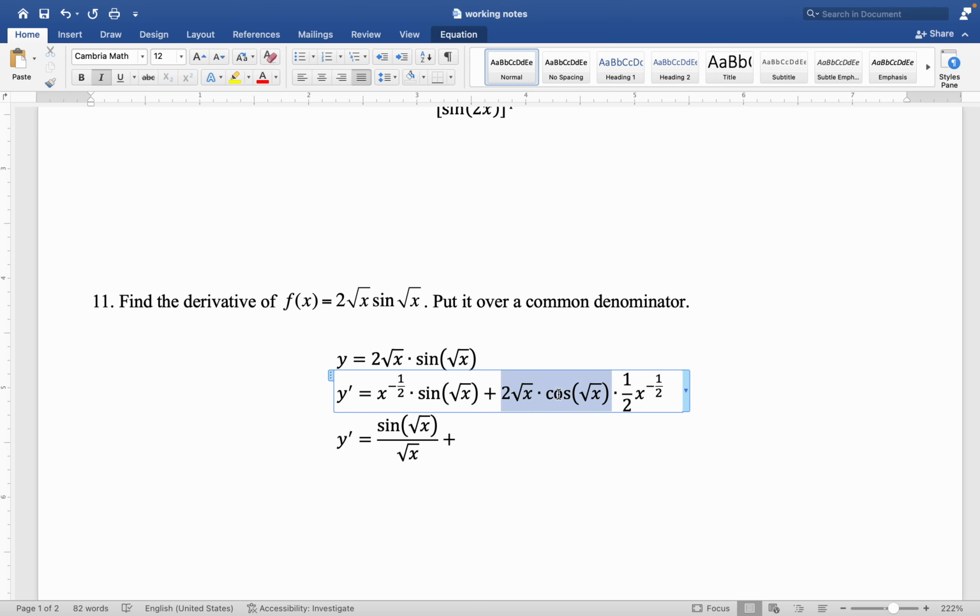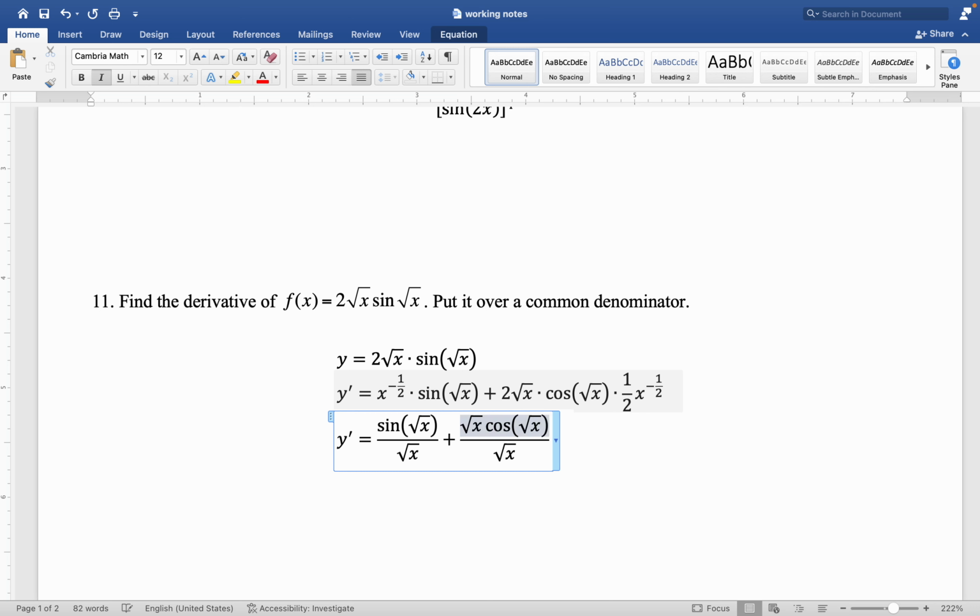Then looking at this term here, I think that this 2 right here will be canceled by this 1/2, so we can kind of forget about those coefficients. What's left over? Well, we are going to have a square root of x in the denominator because of the x to the negative 1/2 term, so let me put that there. And now what else is there? Well, there's a root x that's actually on top right there. And then we have the cosine of root x as well.